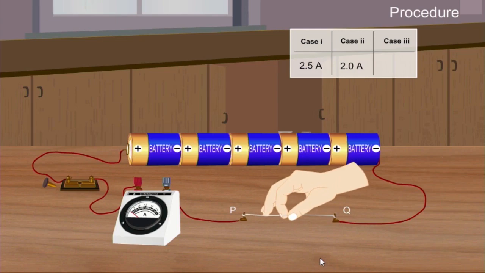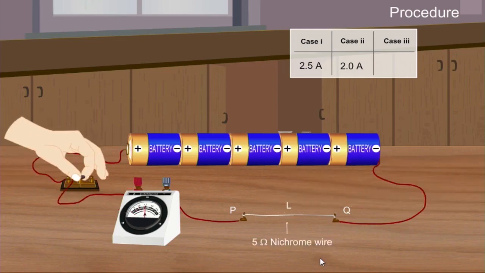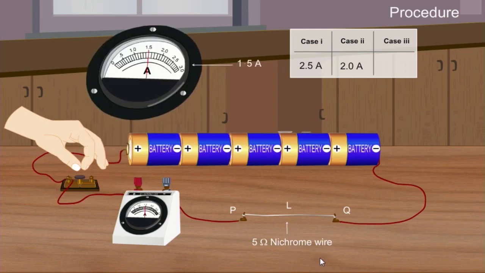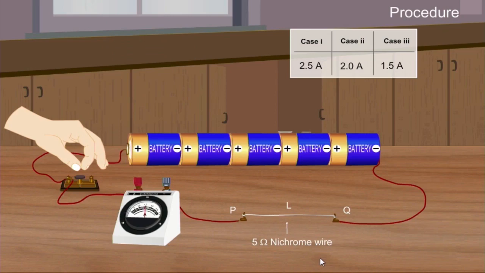Now, replace the 10-watt bulb with the 5 ohm nichrome wire and again repeat the above step. Again we will have a reading in the ammeter, note down the reading in the table, right. Again take out the plug key. You observe that the current flowing through the circuit is different for different components. Now, why does it differ?